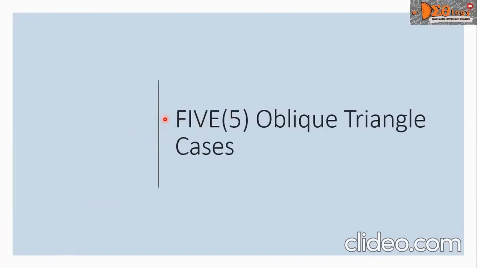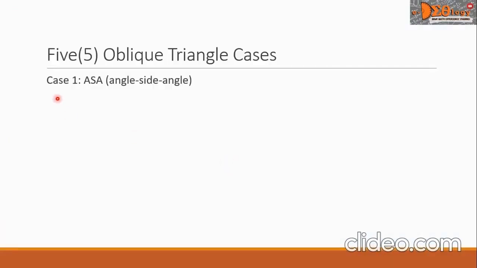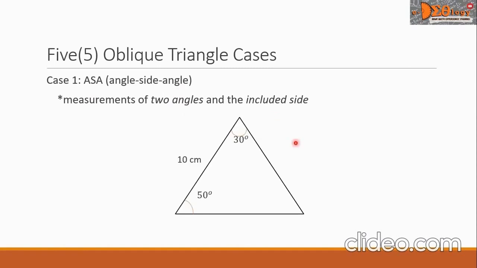Let us discuss the 5 oblique triangle cases. Case 1 is ASA, which means angle, side, angle. In this case, measurements of 2 angles and the included side are given. Example is this triangle. There are 2 angles. One is 50 degrees. The other is 30 degrees, and this is the included side with length 10 centimeters.